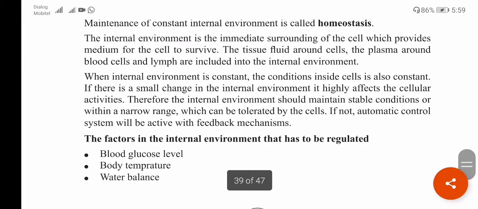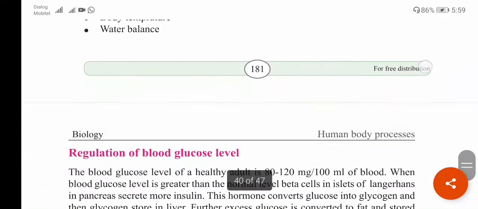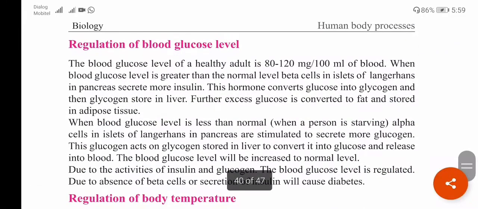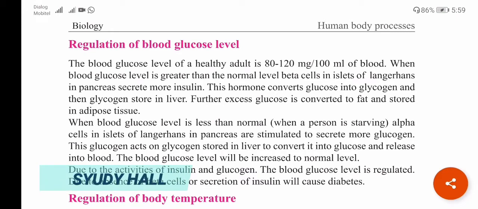So what are the factors in the internal environment that should be maintained? Blood glucose level, body temperature, and water balance should be maintained. So let's see the regulation of blood glucose level. First of all, you have to know the blood glucose level. The normal blood glucose level of a healthy adult is 80 to 120 milligram per 100 milliliter of blood. You have to remember this.